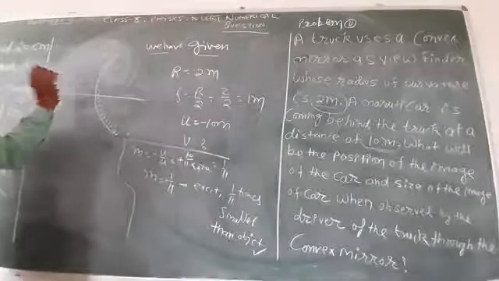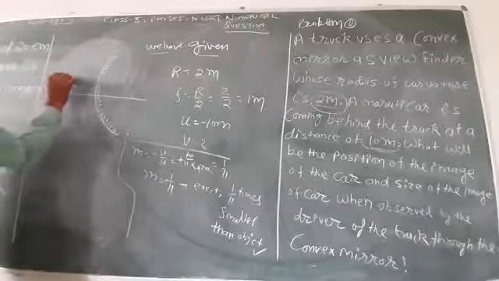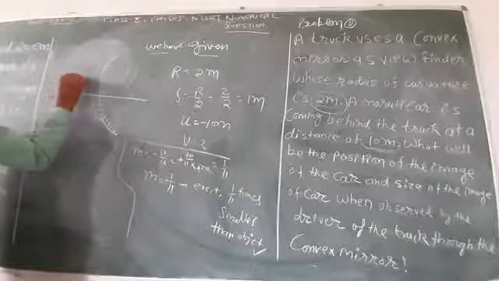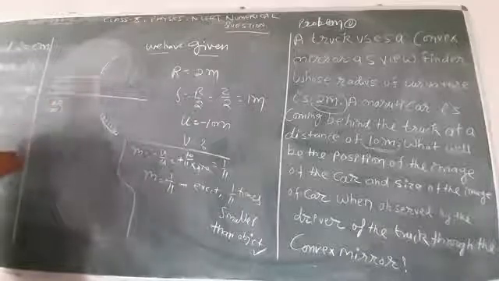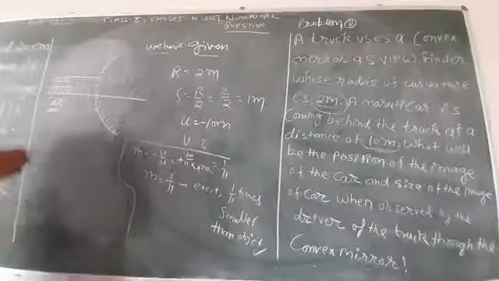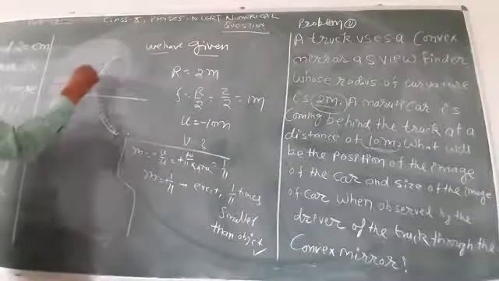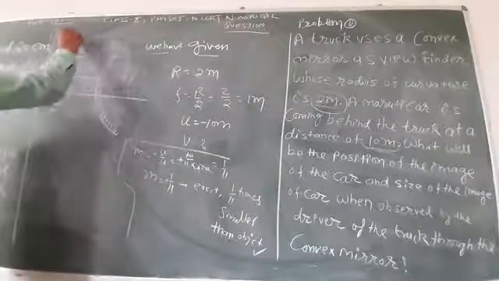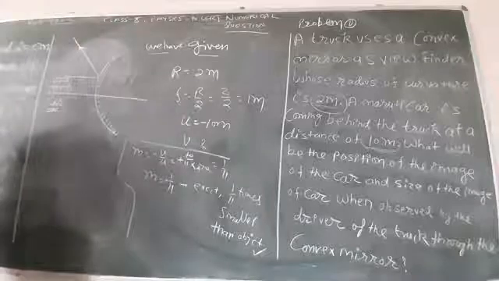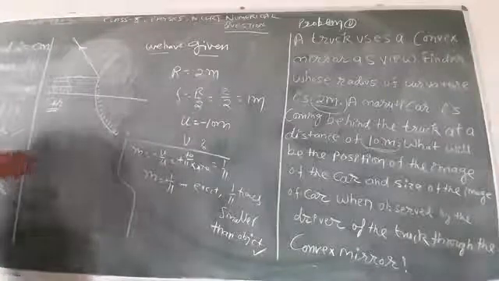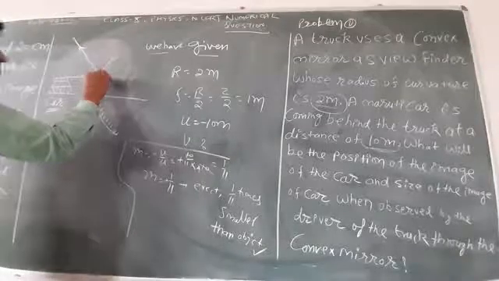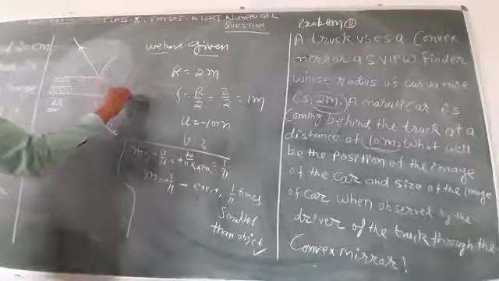So a ray of light starts from a point, the corner of the car. As you know, after reflection it becomes divergent. So when we draw it in the backward direction, it intersects at the focus.